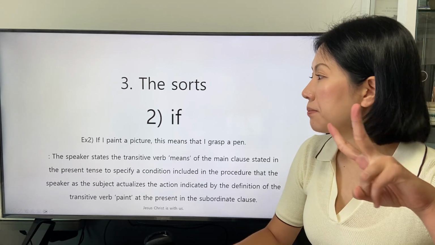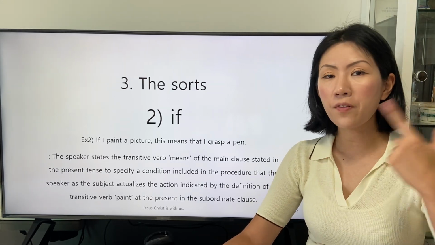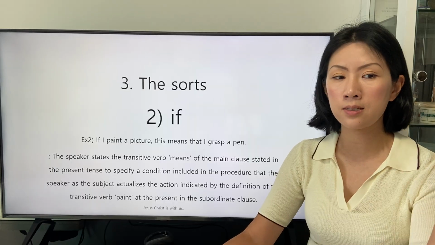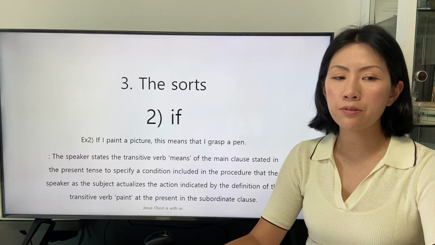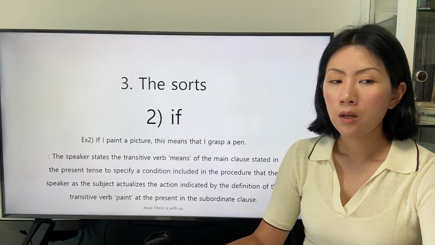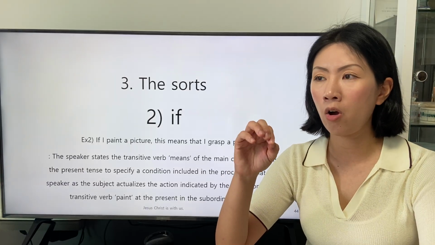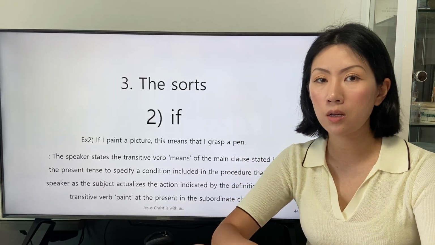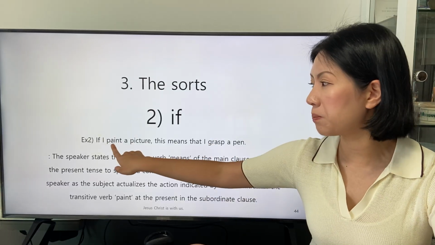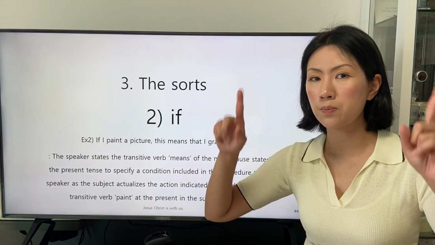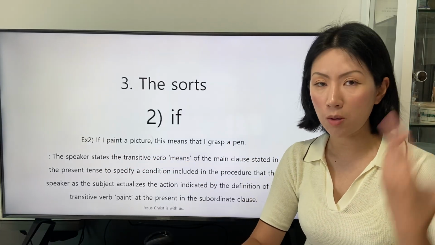Okay, the second example that the conjunctive adverb if is applied in is this. If I paint a picture, this means that I grasp a pen. Painting a picture and grasping a pen are like concurrency. But the point is that the speaker does not paint a picture right now. That's the reason the speaker identifies the subordinate clause as an assumption.